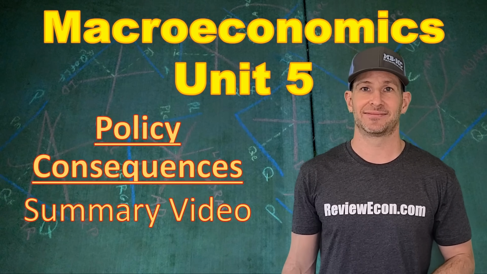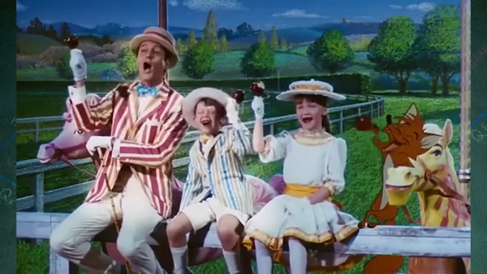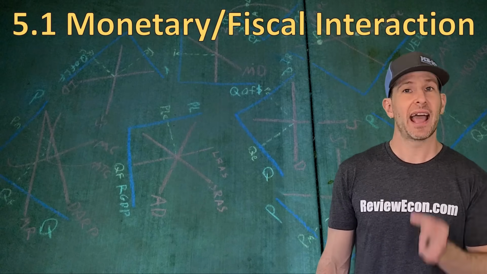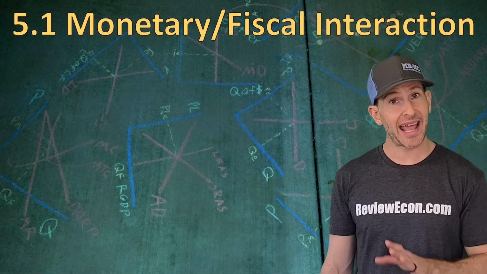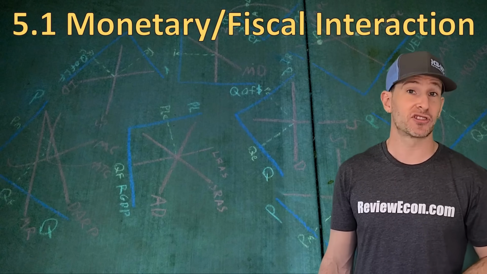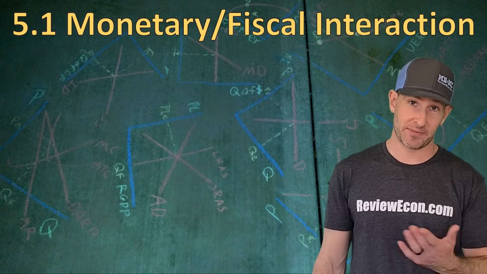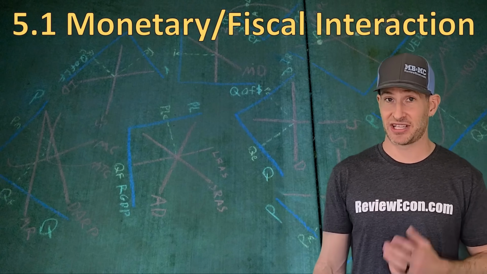Let's get into the content. Now, most of Unit 5 takes old things you've already learned in previous units and applies it in new ways. So it can be a little bit tricky, but if you really understood it the first time around, it's not too bad. The first thing we're going to look at is the interaction between monetary policy and fiscal policy actions.